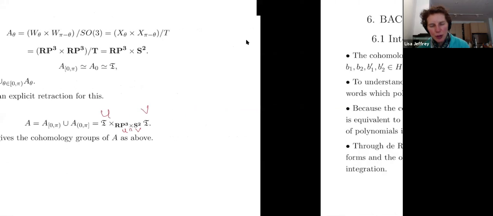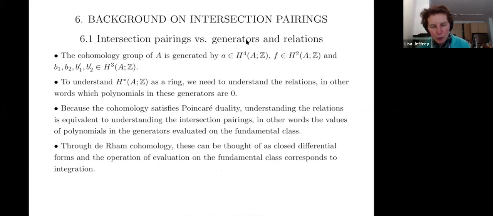If not, I'll back up to some of what was known previously. Let me just go over the distinction between intersection pairings and generators and relations. The cohomology ring of the space A, as we discussed, is generated by a two-class, which you can think of as the de Rham cohomology class of the symplectic form. This space is a symplectic manifold. And another four-dimensional class, which I'll call A. And there are three generators of degree 3.